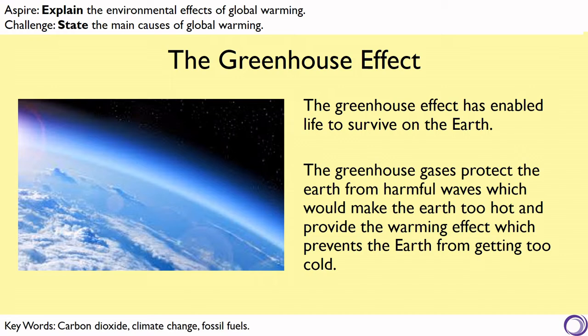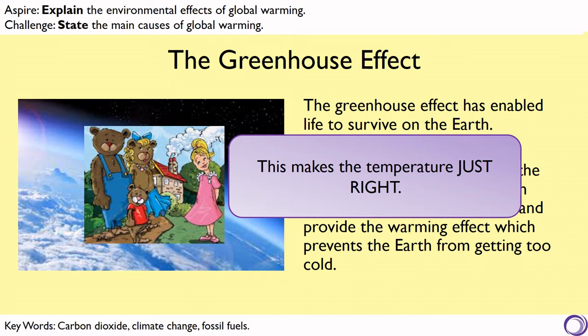The greenhouse effect has enabled life to survive on Earth, and it's done that by maintaining that average temperature of 15 degrees. The greenhouse gases in the atmosphere protect the Earth from harmful waves, which would make the Earth too hot, and also provide the warming effect, which prevents the Earth from getting too cold. So in the words of Goldilocks and the Three Bears, it makes sure that the temperature is just right to sustain life.